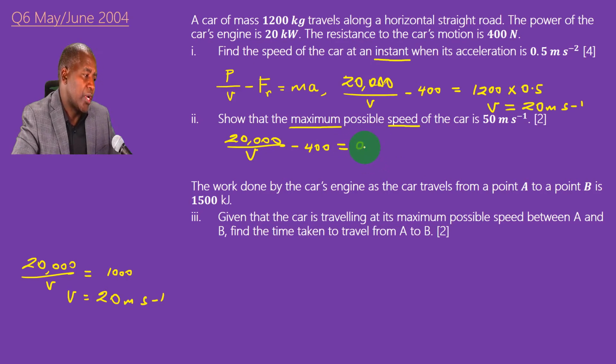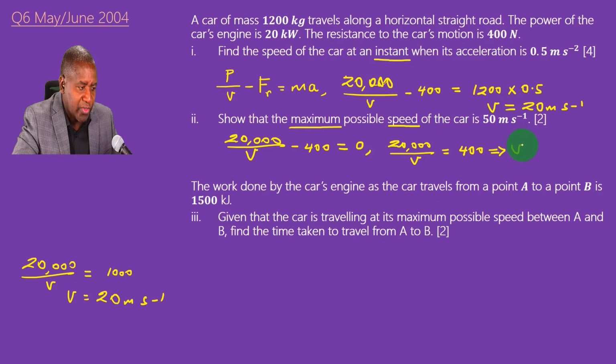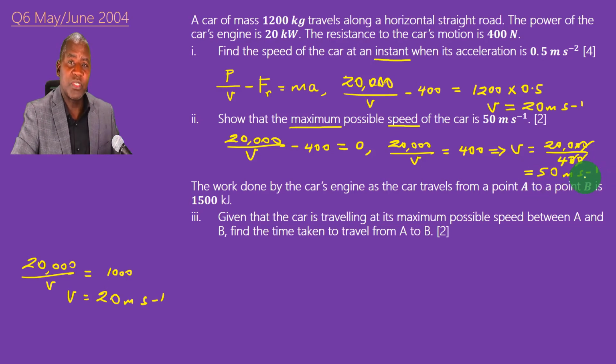So again, we are going to rearrange this, and we are going to show that 20,000 divided by V is equal to 400. And if we rearrange that, we're going to see that V will be 20,000 divided by 400. And we'll be able to see that this gives us 50 meters per second. Just as simple as that.